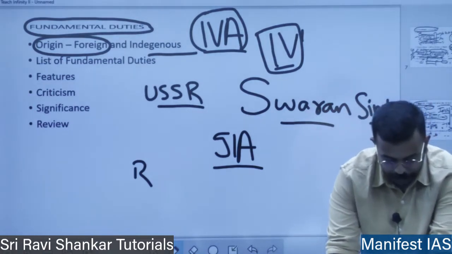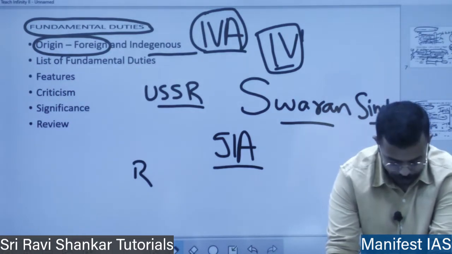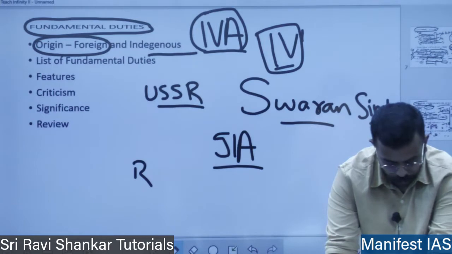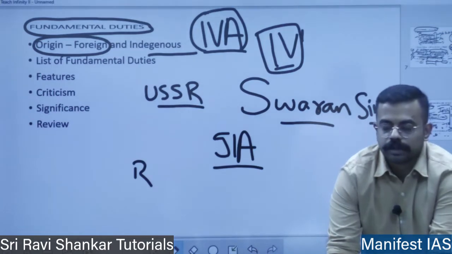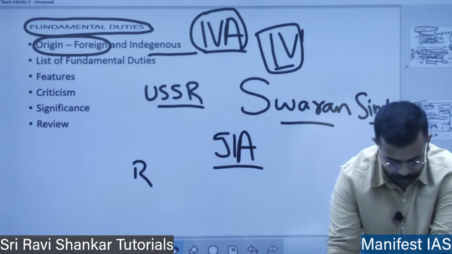To abjure violence and destruction of public property is your fundamental duty. To strive for excellence, to achieve excellence in all fields. You clear the IAS exam, so that is achieving excellence. So, you have abided by the fundamental duty.